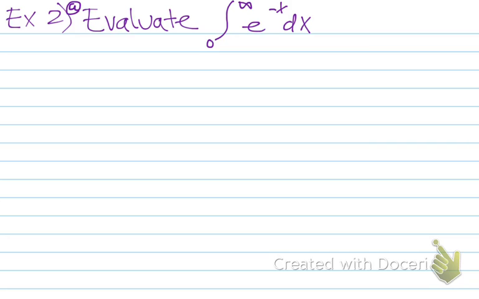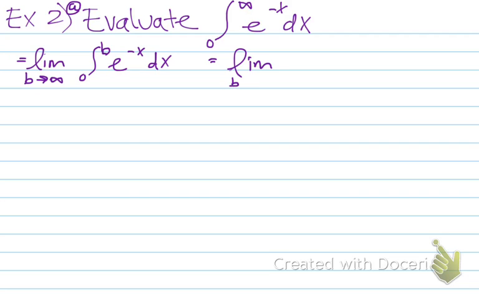The integral from 0 to infinity of e to the negative x dx. So again, I'm going to rewrite this with the limit. And since the upper limit is going to infinity, it's the limit as b goes to infinity of the integral from 0 to b of e to the negative x dx. And I know what the integral of e to the negative x is. It's just negative e to the negative x. So I have the limit as b goes to infinity of negative e to the negative x from 0 to b.